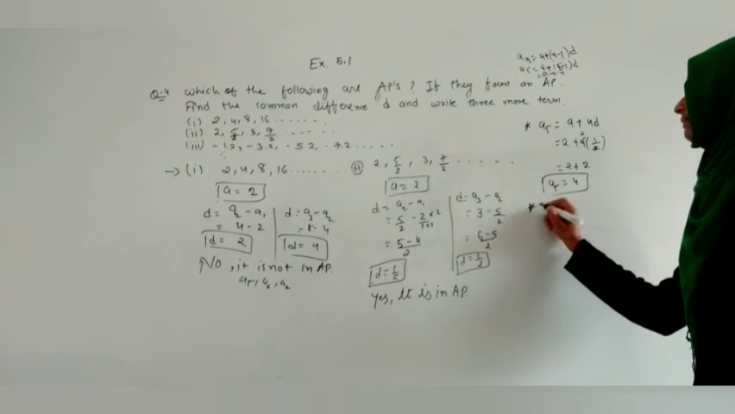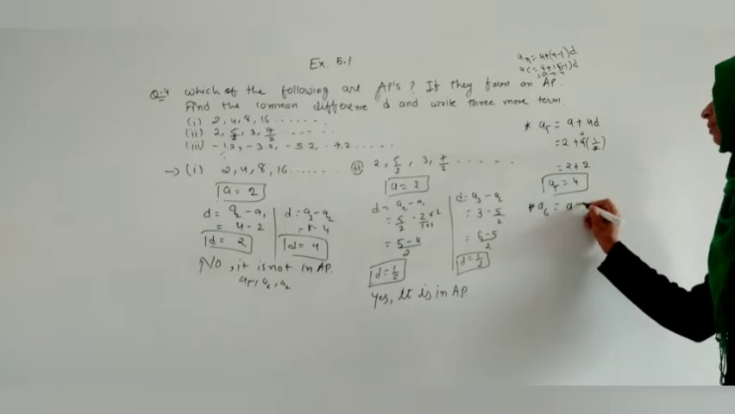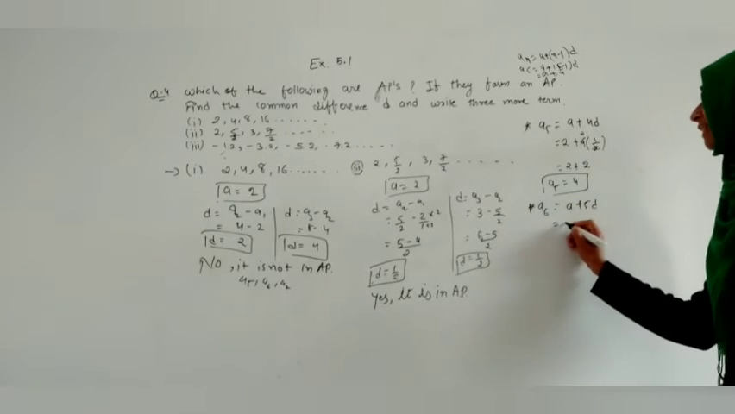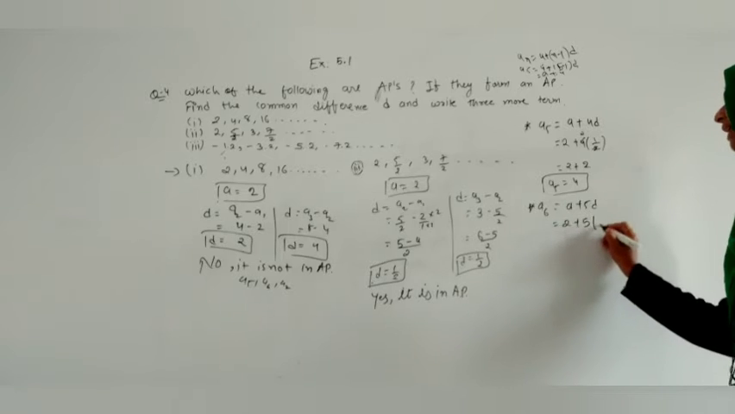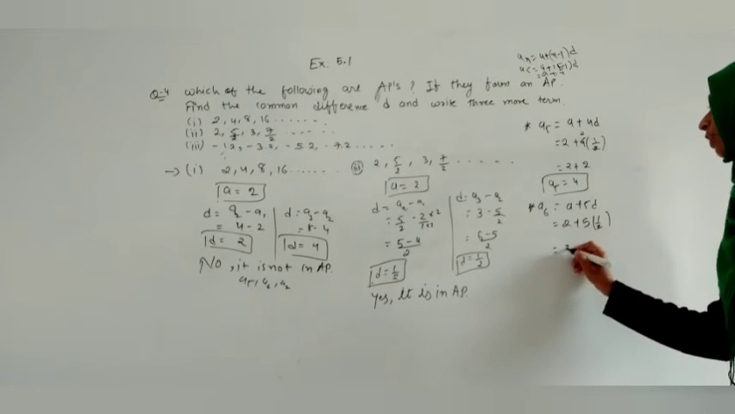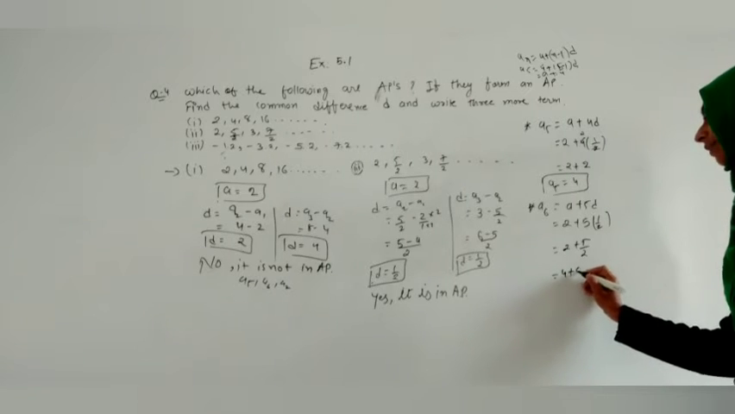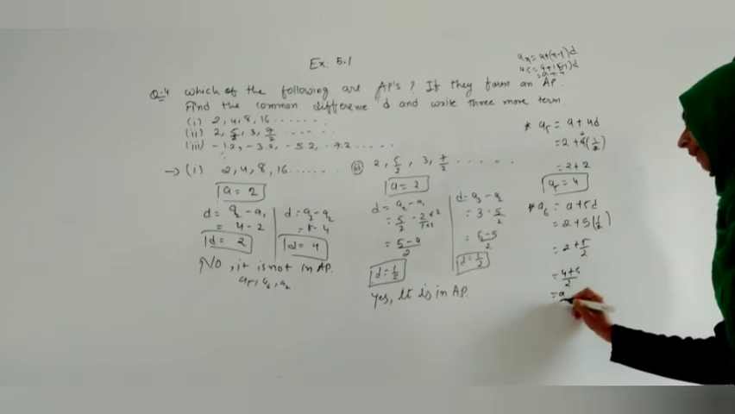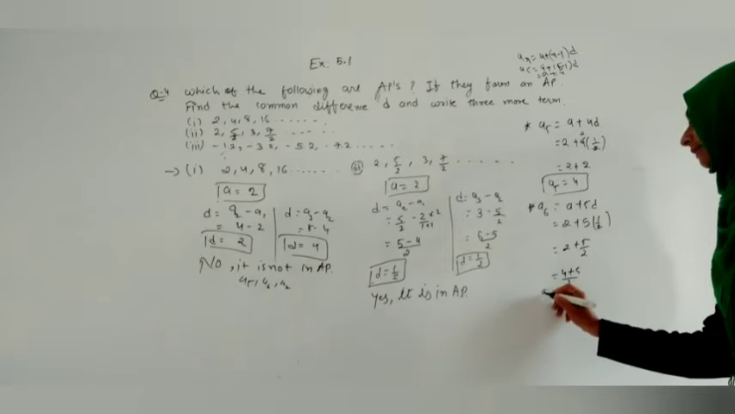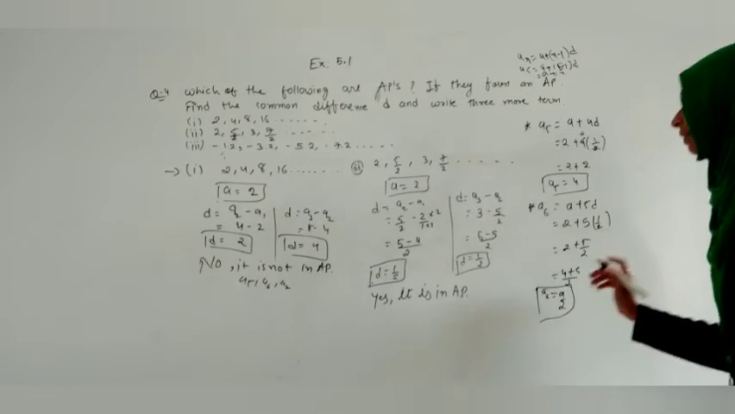Let us find a6. What will be a6? That will be a plus 5d. What is a? That is 2. 5 let me write as it is, and d is 1 by 2. 2 plus 5 by 2 will make 2 2s are 4 plus 5 by 2. So it will become 9 by 2. ठीक है, यानी a6 का आंसर आया है 9 by 2.